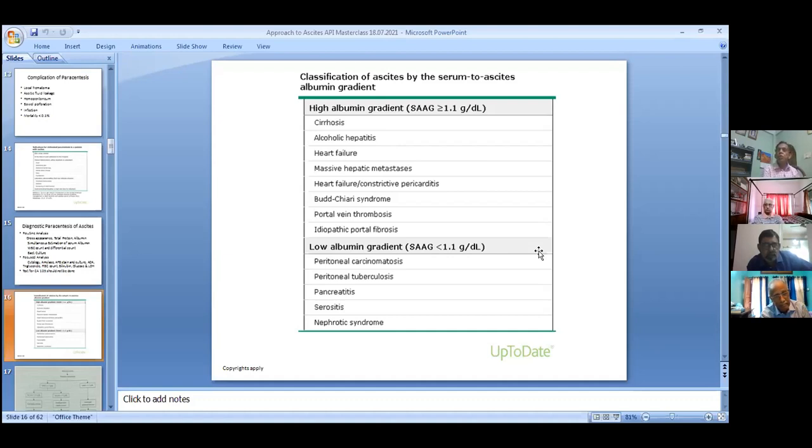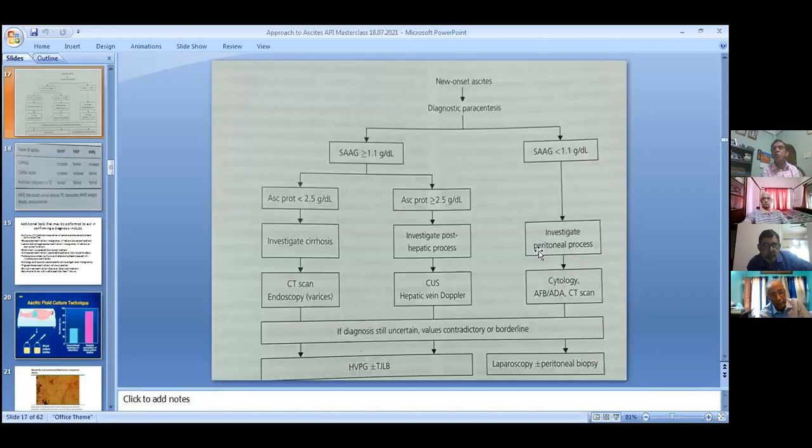But if the serum ascites albumin gradient is less than 1.1, then it is a peritoneal disease, either tuberculosis or peritoneal carcinomatosis, or in case of pancreatitis, rarely due to nephrotic syndrome, then the low SAAG ascites. So this is the most important test for assessment. And in a patient with new onset ascites, diagnostic paracentesis, I have mentioned that SAAG should be done.